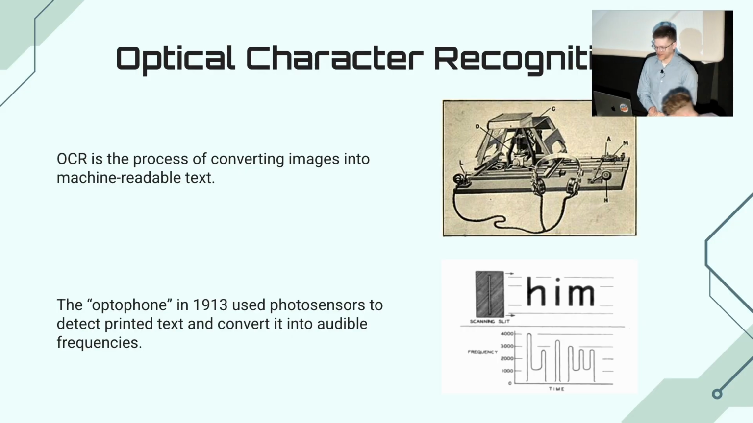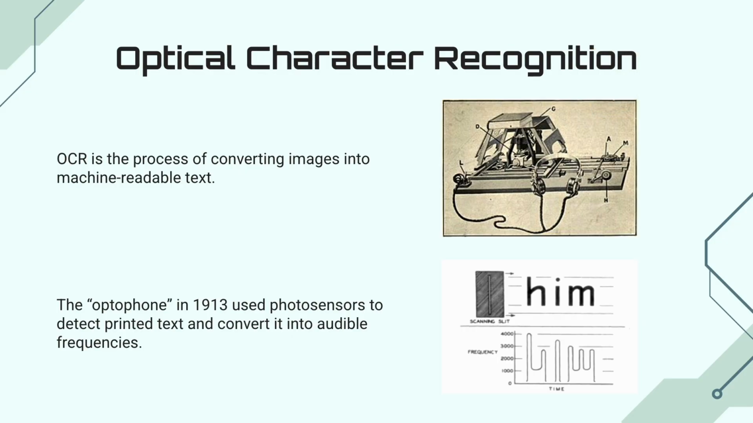Apparently it is the optophone in 1913, which used photosensors to detect printed text and convert it into a time-varying frequency. So basically what that means is that I think they would slide a thing over printed text, and then it would spit out a frequency that people who were blind could actually interpret. And so it was kind of an alternative to text that was not already in Braille. Essentially it's just an accessibility tool, which is pretty cool.